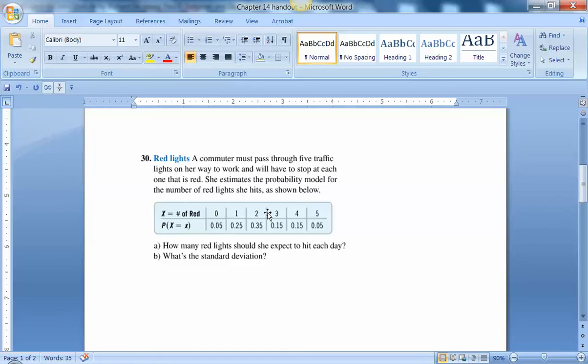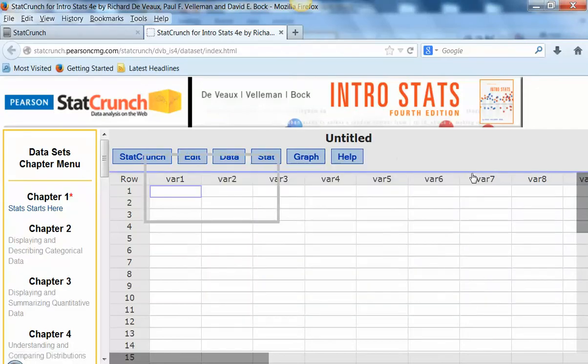You're going to put the x values into one column, and you're going to put the probabilities into the next column. So let's go back to StatCrunch, and we'll just start with a worksheet here, and I'm going to label this x, and then this is going to be the probability of x that was given to me in the problem. So in this problem they told me that the probability of no red lights on the way home was 0.05, and for 1 red light they told me the probability was 0.25, and for 2 red lights the probability was 0.35.